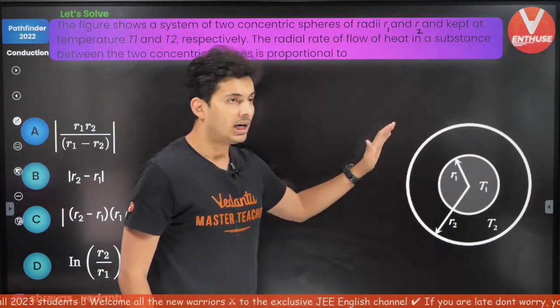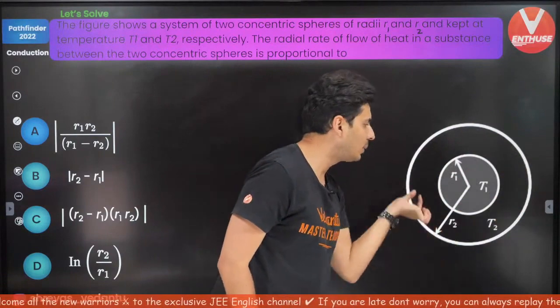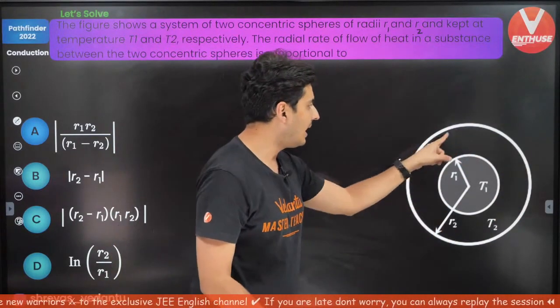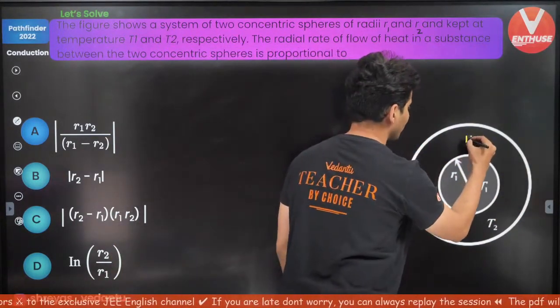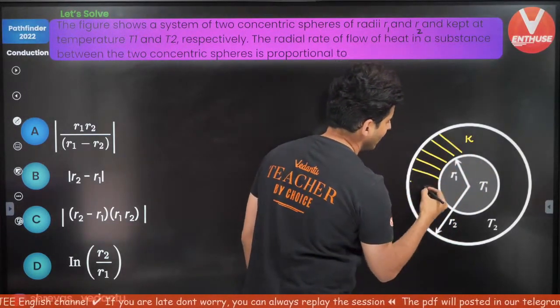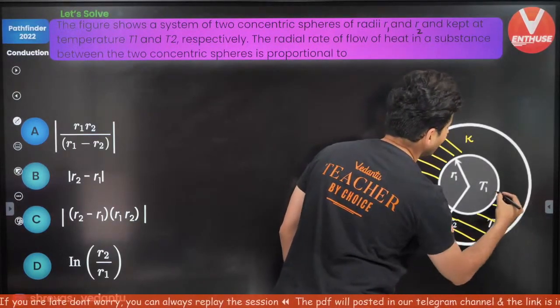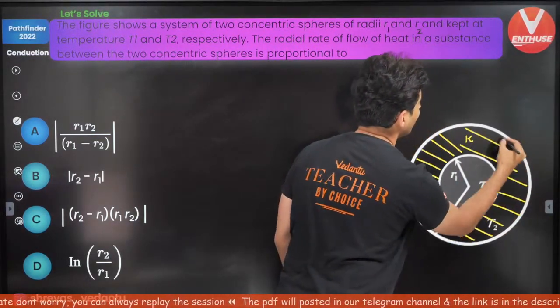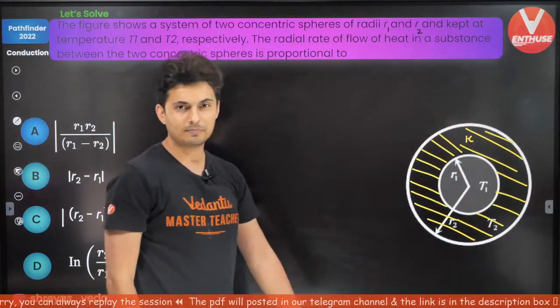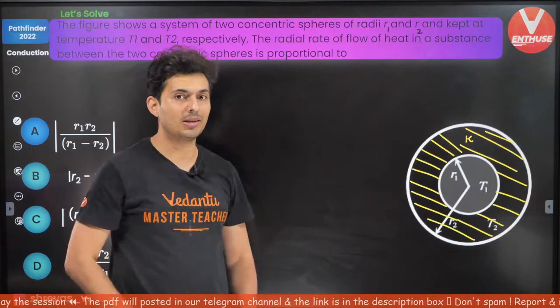One is hot, the other is cold. Do you see the material between them? There is some material between them having some thermal conductivity K. So some material is added over here, and through this material the heat is going to flow. Now what will heat do? Heat will flow from the hot side to the cold side.